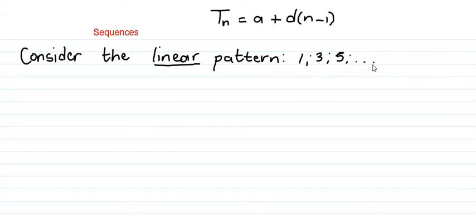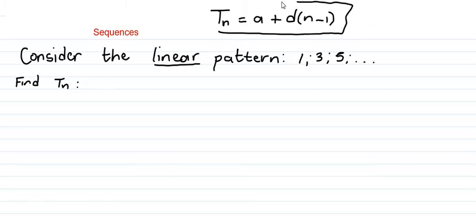1, 3, 5, and so forth. So in this pattern, the first question, find Tn. So it says we must find Tn, which means we need to find the general formula.